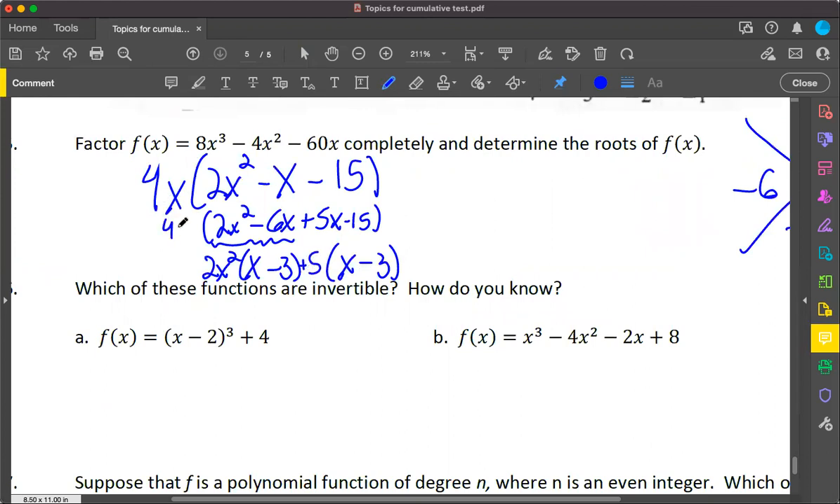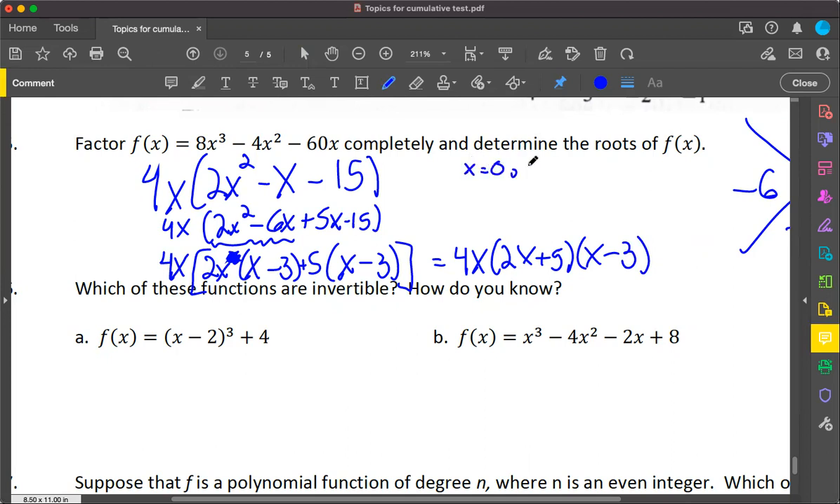So just a little bit of housekeeping here, rewriting the 4x that was factored out at the beginning. And then now moving towards the final answer, the factored form with, sorry, this should just be 2x. 2x plus 5 is a factor, x minus 3 is a factor. Set these equal to 0 respectively and solve. Say that your roots are going to be 0, -5/2, and also 3.